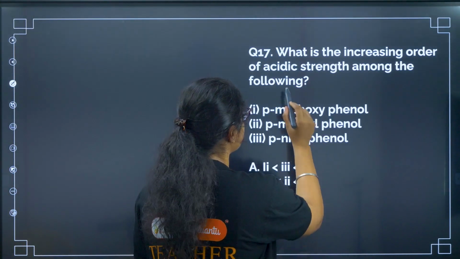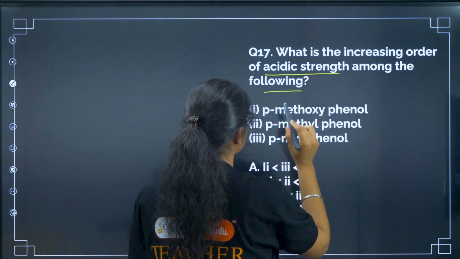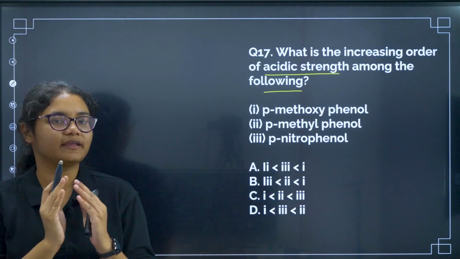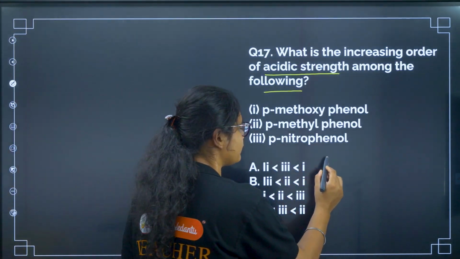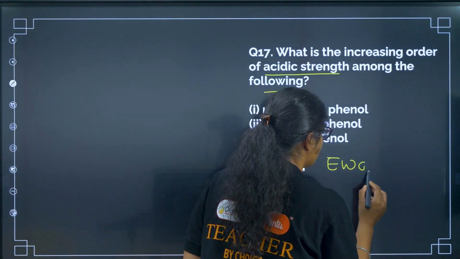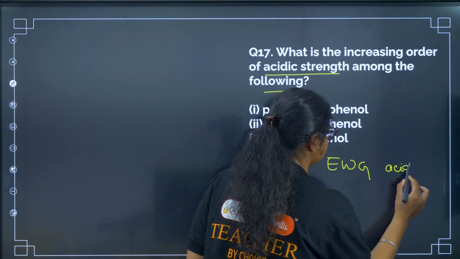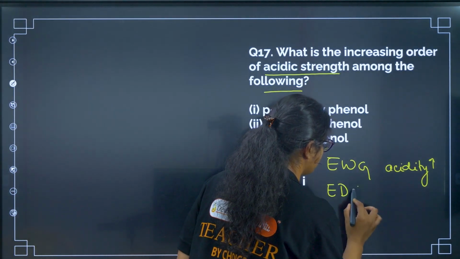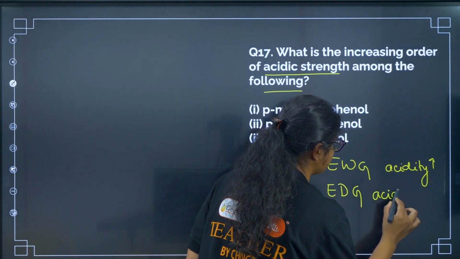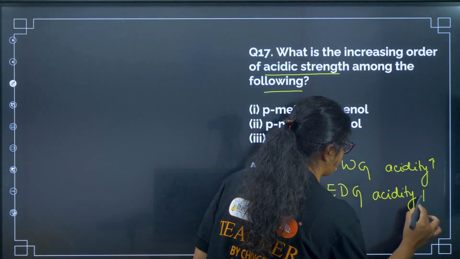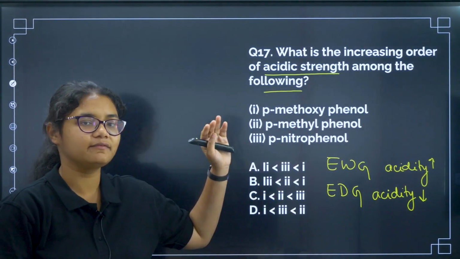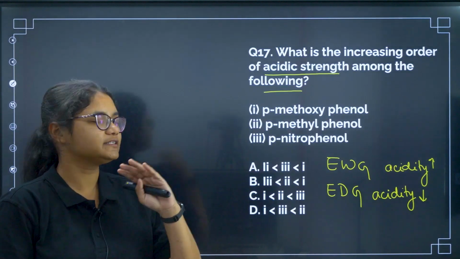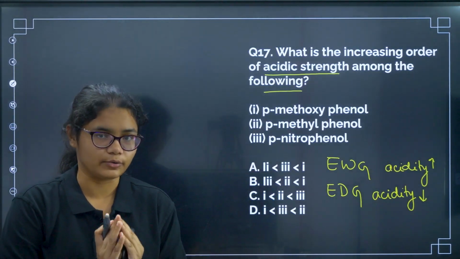What is the increasing order of acidic strength among the following? So here the concept that we have to remember is, if it is an electron withdrawing group, then acidity will increase. And if we have an electron donating group, then acidity will decrease. Okay, these two things we have to remember, and then we have to check all the options and which is electron withdrawing group and which is electron donating group.